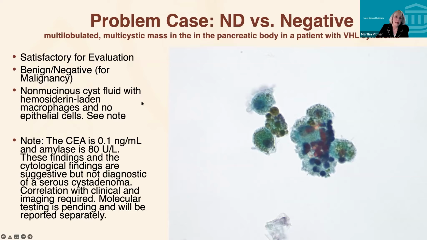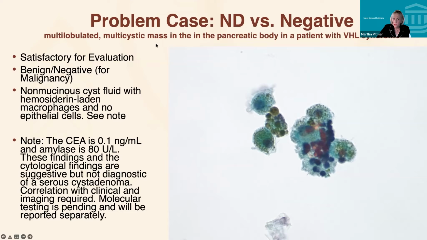But is it non-diagnostic or is it negative? I personally prefer to put this in the benign negative category, even though technically it's non-diagnostic. I don't see any extracellular mucin, so I can say I have non-mucinous cyst fluid with hemosiderin-laden macrophages and no epithelial cells. So I'm not making a specific diagnosis. I can't say that it's definitively a serous cystadenoma, but I can say that the CEA is low, the amylase is low, and those findings support the fact that I have hemosiderin-laden macrophages.